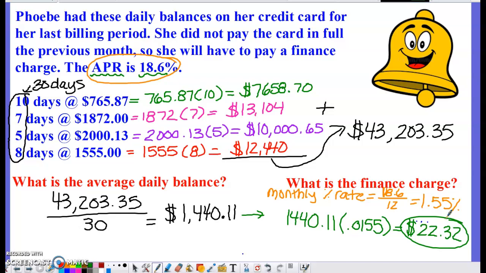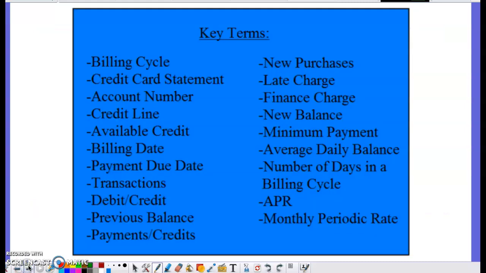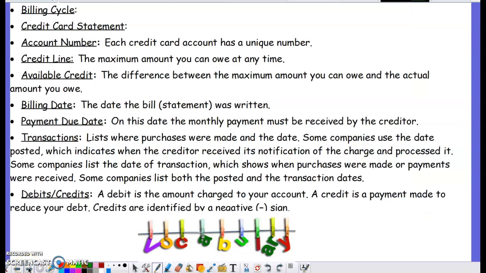So hopefully that was a pretty good review of what we talked about yesterday. So again, I talked about this a little bit at the beginning, but today we are going to look specifically at credit card statements. We're going to be able to pick out important information in them, and we're going to be able to fill in some credit card statements that aren't quite complete, taking what we know about credit card statements. Here's just a bunch of terms, and here's where we will start.